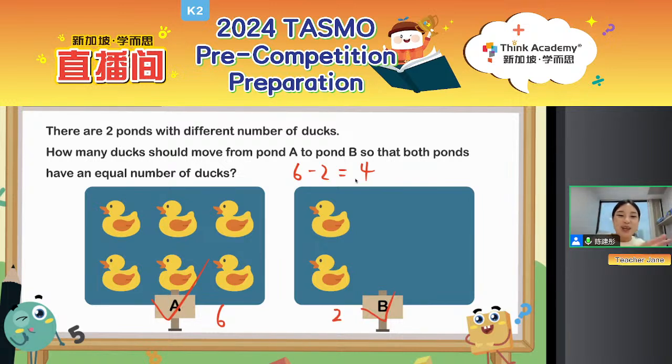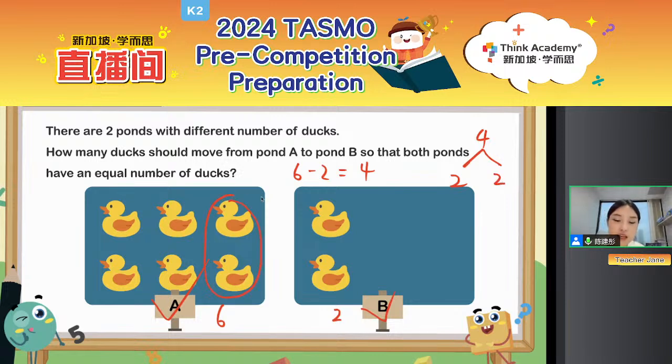So I want to just take away 4 ducks from the first pond and then give it to pond B. Can or cannot? Definitely cannot, right? So if you imagine that we take away 4 ducks from pond A and give it to pond B, then pond A will say, I only have 2 left here. I don't want to give that much. So what we need to do is to take away half of the difference. 4 can be shared into 2 and 2, right?